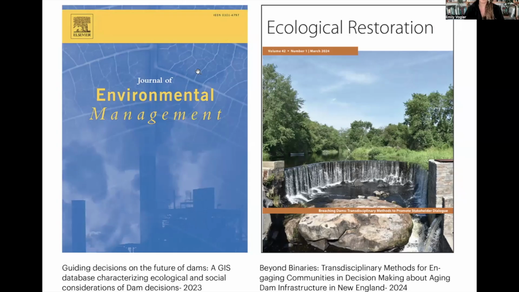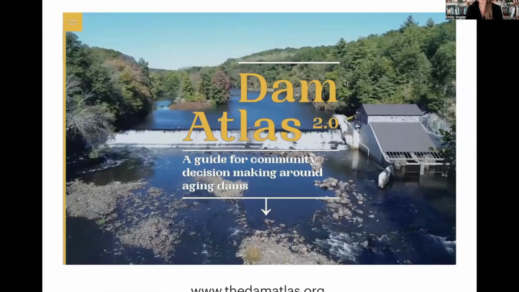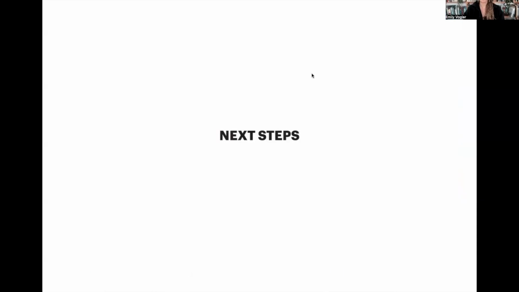And then this one is one that I wrote about some of the community engagement methods and some of the pre-post survey work that we did early on when we were developing these methods. And then there's obviously the Dam Atlas, the website, which I encourage folks to take a look at. And then I just wanted to talk a little bit about some of our next steps with this work and some of the ways that this is playing out.